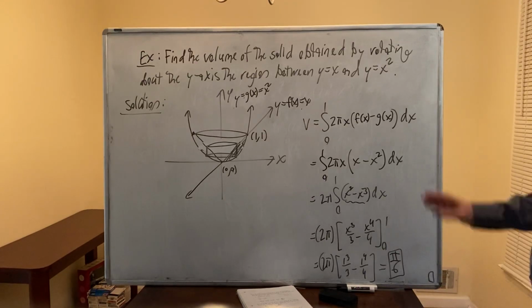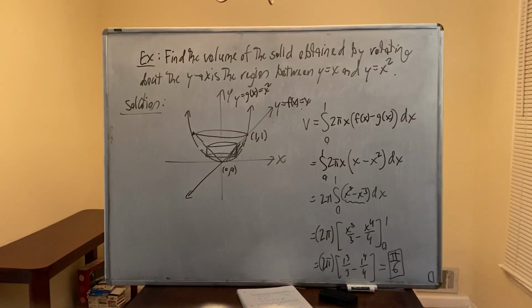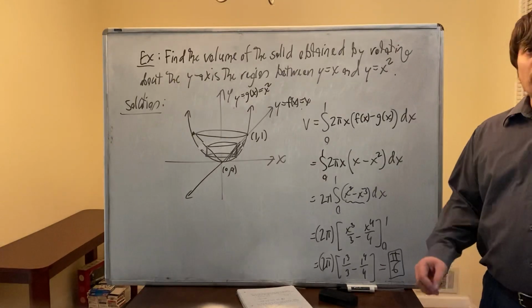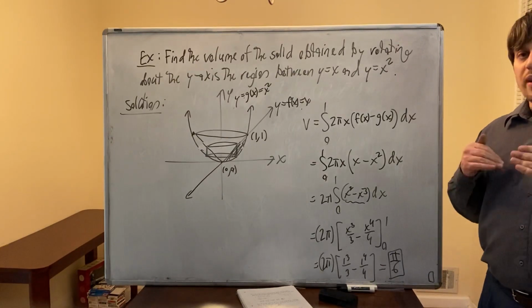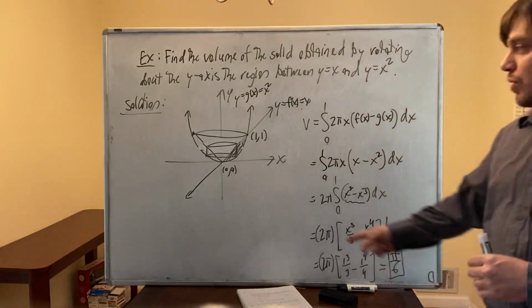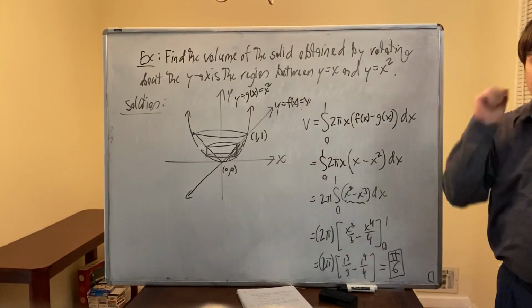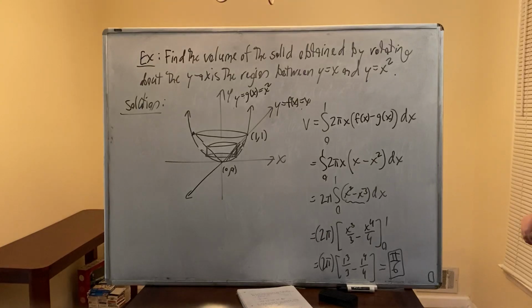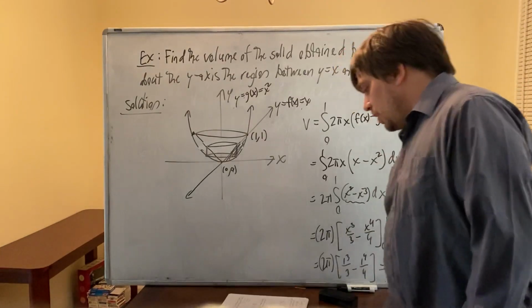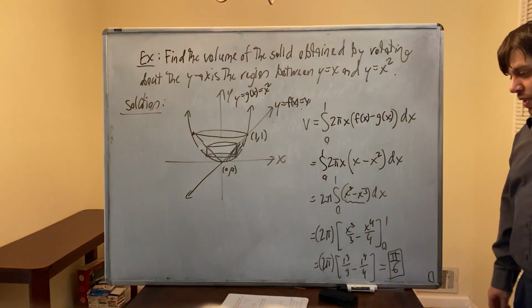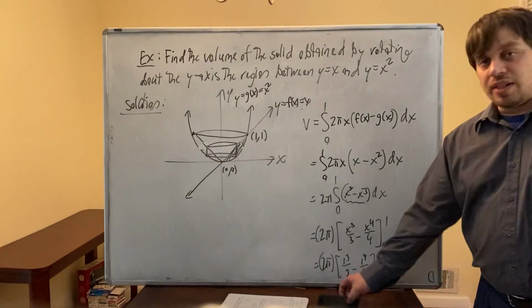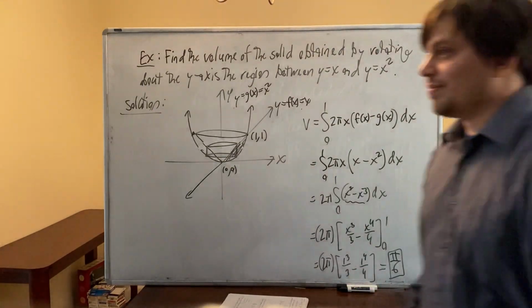All right, and so in this problem we add one little thing to what we were doing before with cylindrical shells. Before, the height was the value of a function. Now the height of the cylindrical shell is the difference in values of two functions, and that's the only difference. Everything else is basically the same. And so that's now another example using cylindrical shells. So let's do a third example.